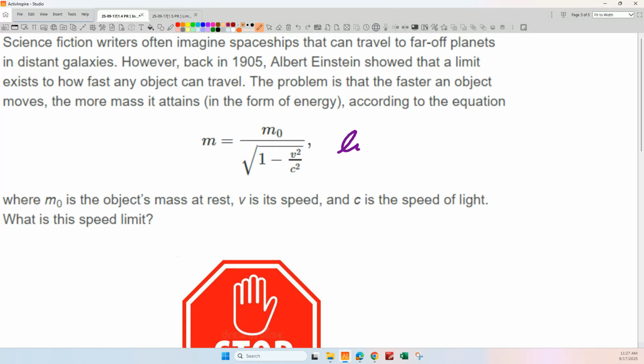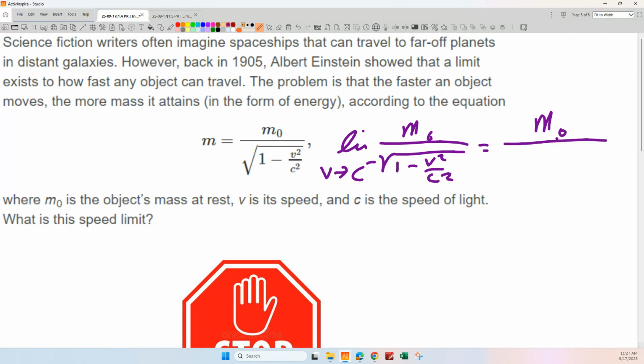Okay, so then what happens if we explore that limit? The limit of rest mass divided by the square root of 1 minus v squared over c squared as v approaches c from the left is what? I get m naught on the top. What do I get on the bottom? I'm going to get the square root of 1 minus v squared over c squared. I could just call that v over c quantity squared, couldn't I? Everybody agree?